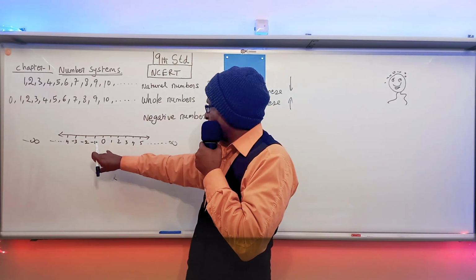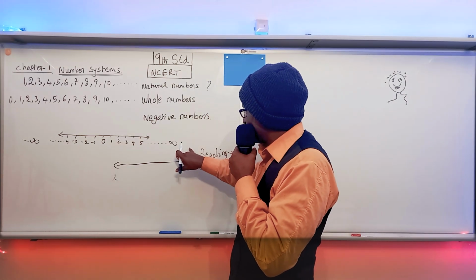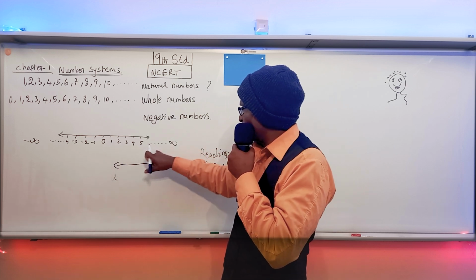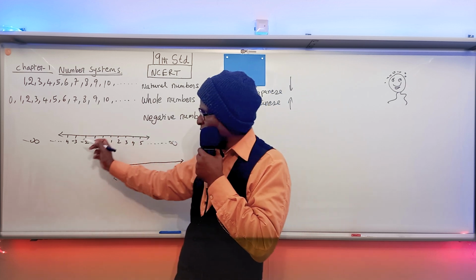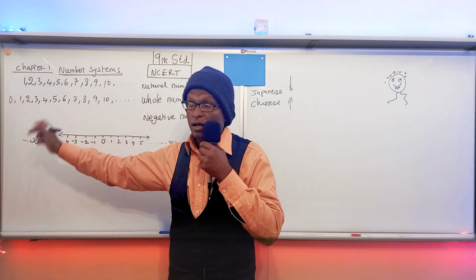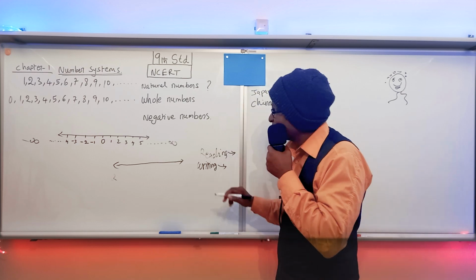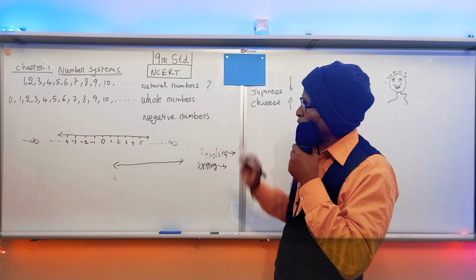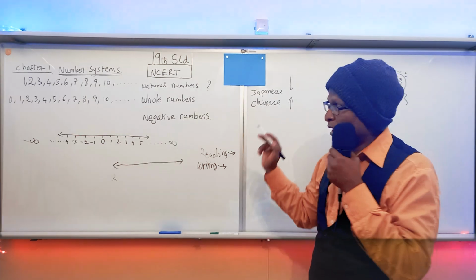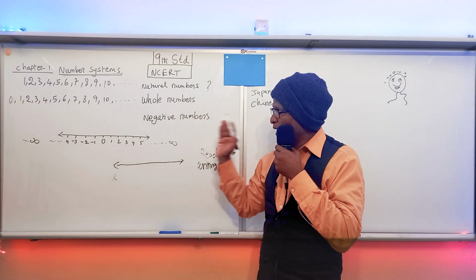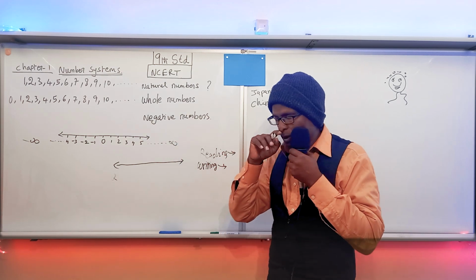Right, so we have numbers progressing, an army of numbers going on and on and on. And on that side we have negative numbers going on and on. Right, what next? You have natural numbers, you have whole numbers, that means including zero. Then we have negative numbers, that means including negative integers.